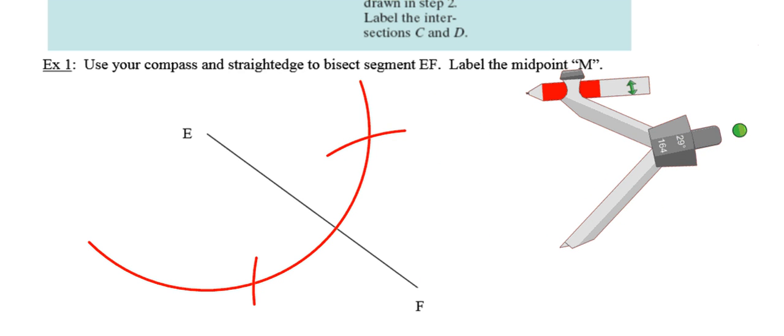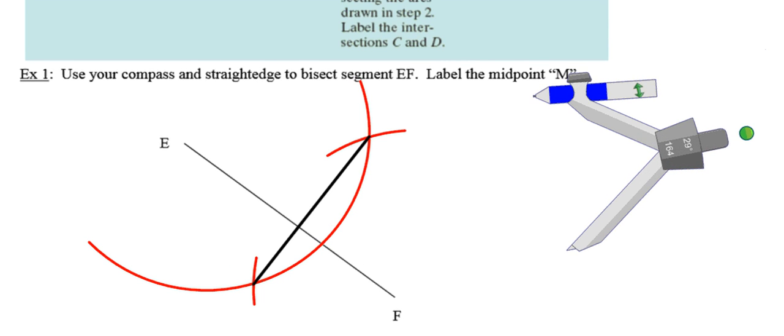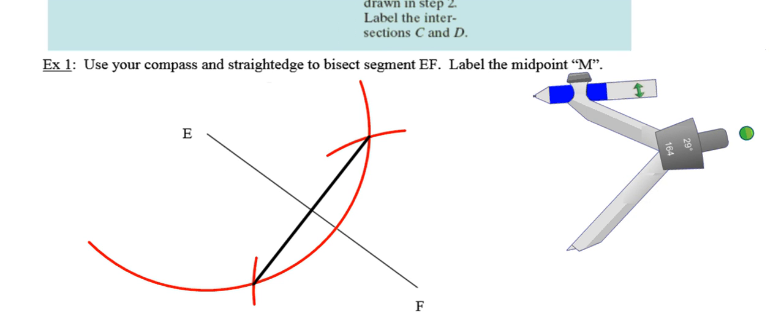At this point, I'm done with my compass. I'm going to grab my straight edge, and I'm going to use my straight edge to connect this point of intersection on top of the line segment with the point of intersection on bottom of the line segment. And these specific directions say label the midpoint M. So I'm going to grab my pen. Hopefully I can undo that move, which I don't even quite know how I accomplished that. But there's my midpoint M.